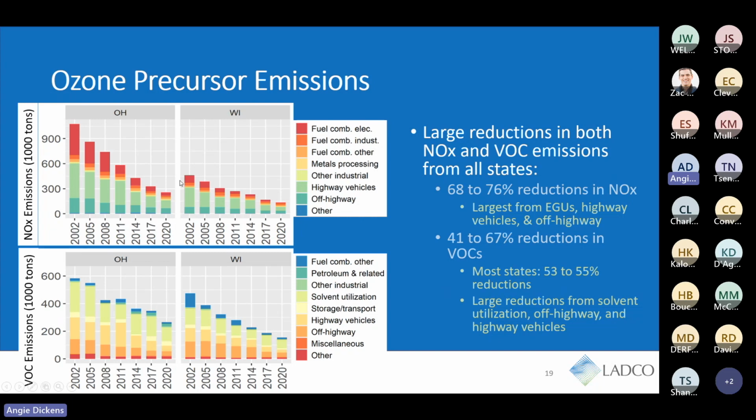Large emission reductions, both for NOx and for VOCs, from all states. So we had 68 to 76% reductions in NOx, mostly from EGUs, highways, and off-highway vehicles. Smaller but still significant reductions in VOCs, 41 to 67% reductions. Most states had about 53 to 55% reductions, with a few outliers above and below. Those reductions were mostly from solvent utilization, off-highway and highway vehicles.